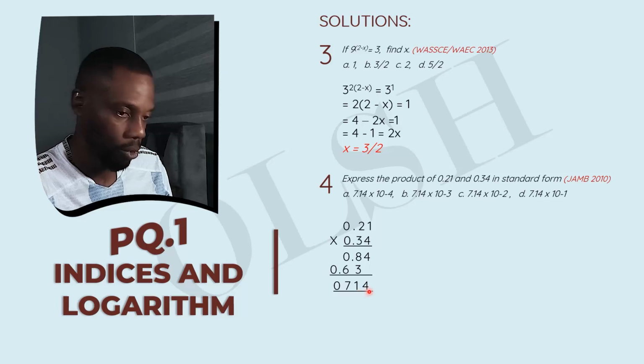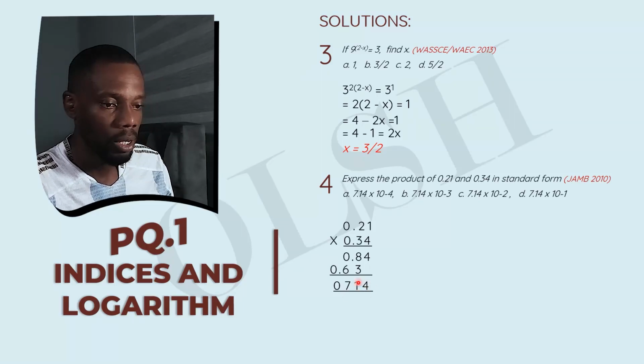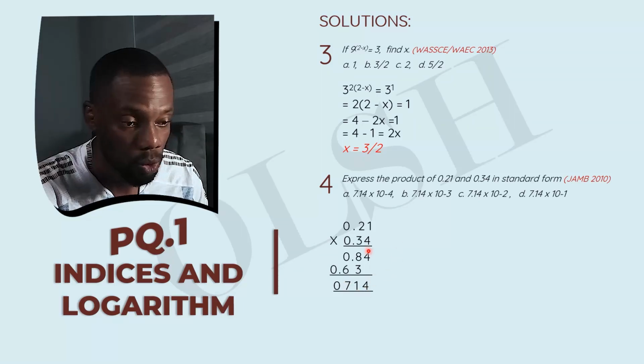So we have 0.714. Okay. But now, where do we place our decimal? So first, know where to place our decimal. We check where the decimal point is for both numbers.